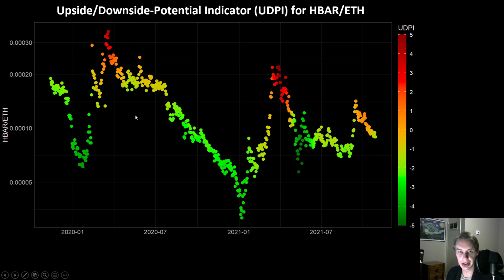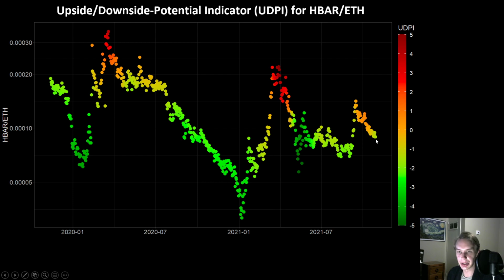So really what this chart is looking at is relative performance. Higher values here mean that HBAR was performing better against Ethereum, and lower values mean that Ethereum was performing better than HBAR. What you can see is that over time, the UDPI has been pretty great at calling out when HBAR has run a little bit too far against Ethereum, outperformed Ethereum a little bit too much, and it's unlikely to be able to sustain that. Then sure enough, we get this pullback where Ethereum's outperforming HBAR, and then HBAR runs again against Ethereum, outperforming it, until it reaches this high risk zone, in which case we see these corrections.